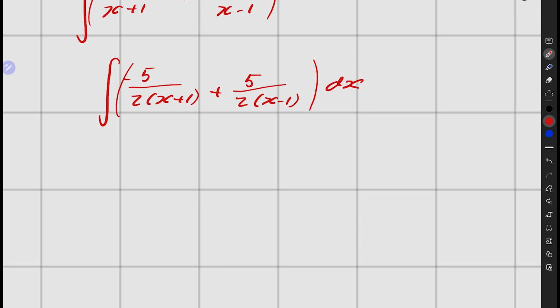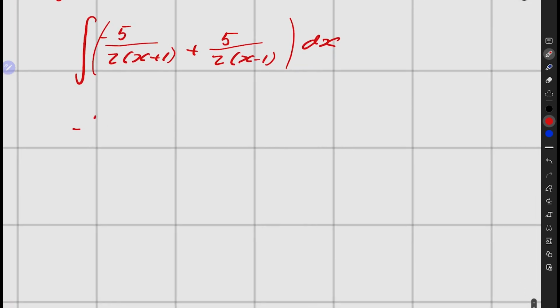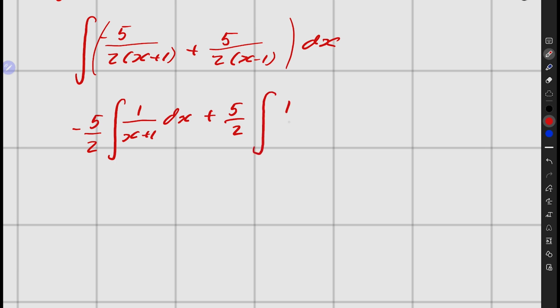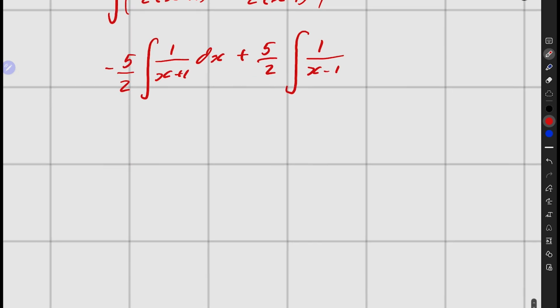And now we've got this, let's bring the constants out. It's going to make it a little easier to solve, although you could solve this just as it is, but let's take the constants out. And we can rewrite it equivalently: minus 5 divided by 2, we're taking the integral of 1 divided by x plus 1 dx. We're taking the integral of the other side as well, so we're just going to write it down as 5 divided by 2 multiplied by the integral of 1 divided by x minus 1. And that is with respect to x.